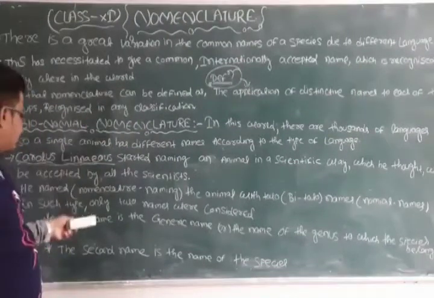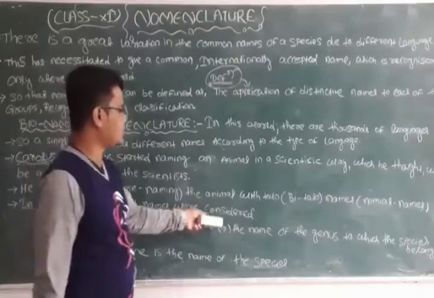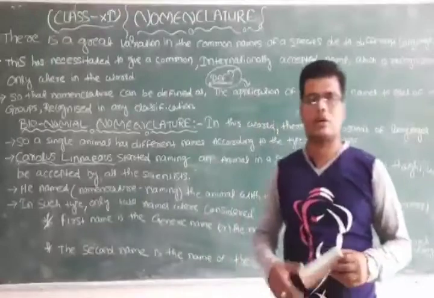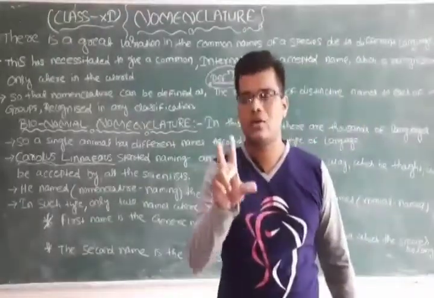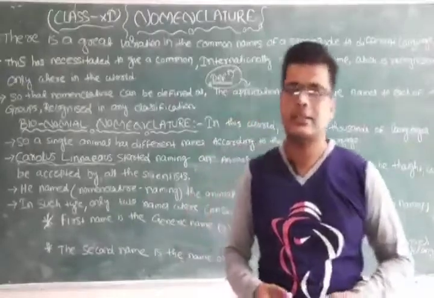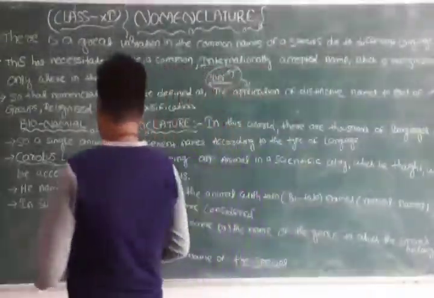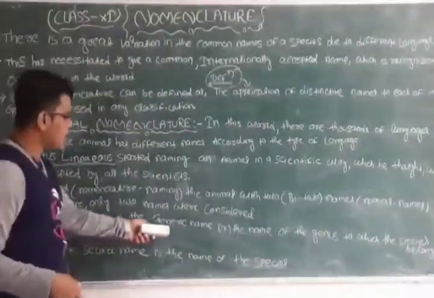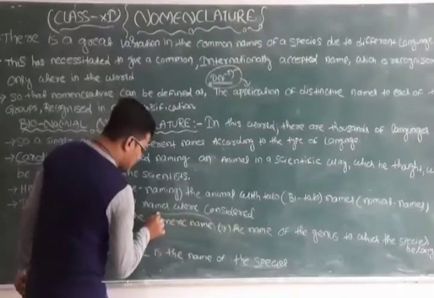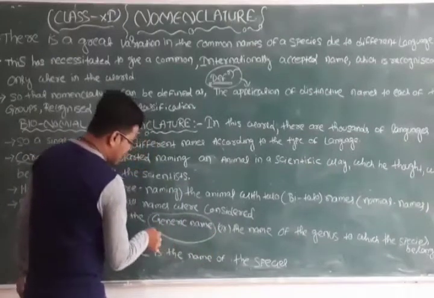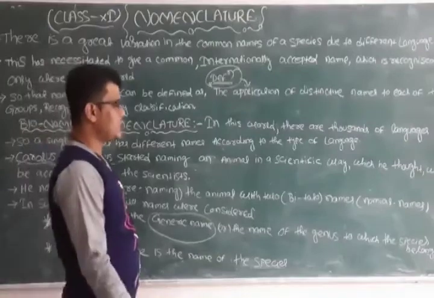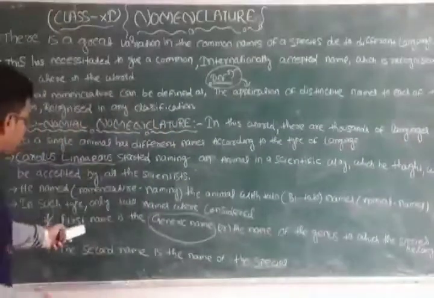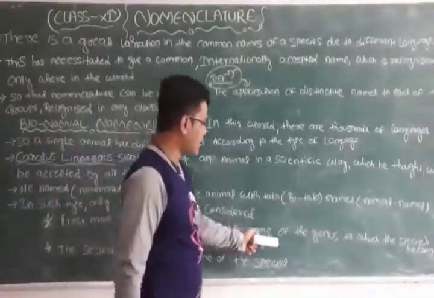In such a type of nomenclature, only two names were considered. In this way Carlos Linnaeus started nomenclature with only two names, naming groups of organisms. So what are the two words and what do they mean? The first name is the generic name, known as the genus.